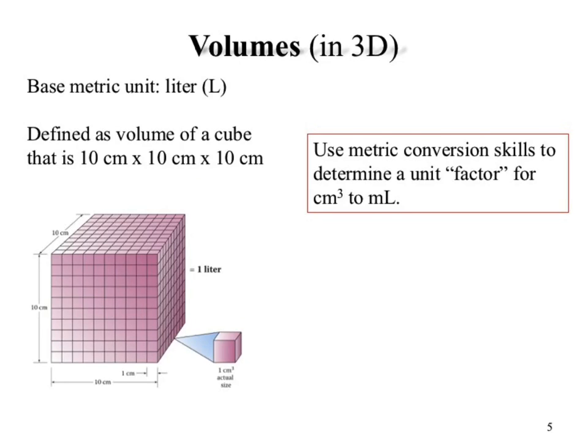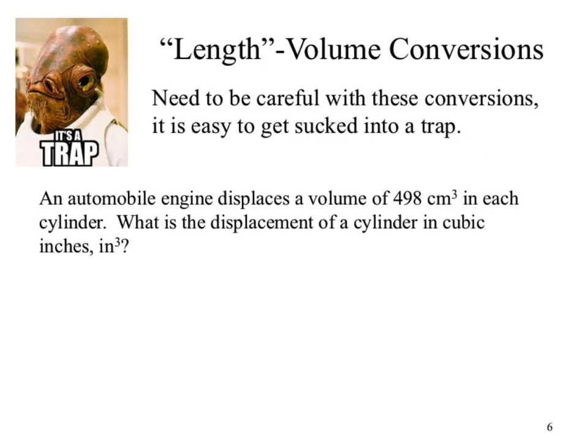Okay? So we just did that. So here we go. Here's our trap. An automobile engine displaces a volume of 498 centimeters cubed in each cylinder. What is the displacement of a cylinder in cubic inches? Does anybody have an immediate question that they want to ask before attempting to solve that on your own? Okay, conversion factor. I will give you one conversion factor, and it is not of your choice. I will tell you that 1 inch equals 2.54 centimeters. You now have all of the context you need to go through and solve this.